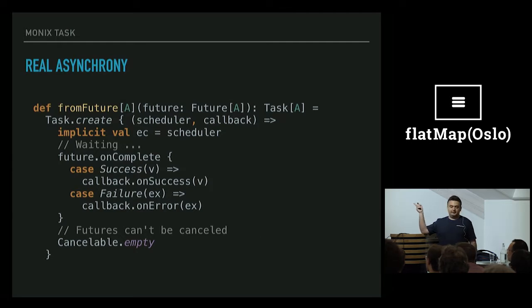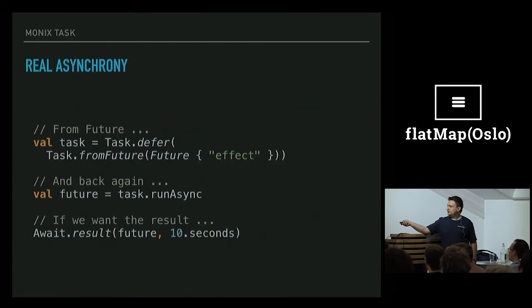So here's how you can turn something asynchronous, like really asynchronous, into a task. We have the create builder that injects for us the scheduler and the callback to be called when the result is ready. In this case, we are turning a future into a task. On complete, we call either on success or on error. Futures cannot be canceled, so we won't pretend that they can be canceled in this case. But we are supposed to return a cancelable here that in some cases can cancel the computation.